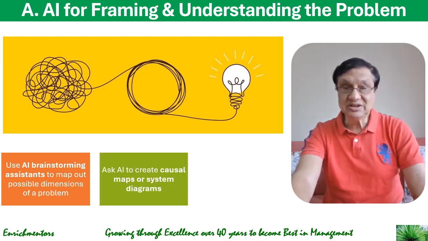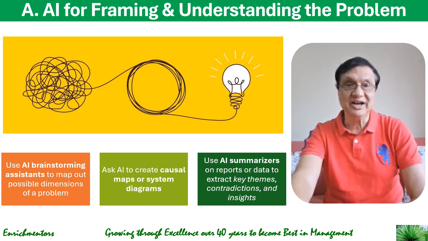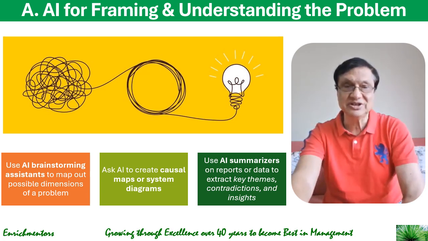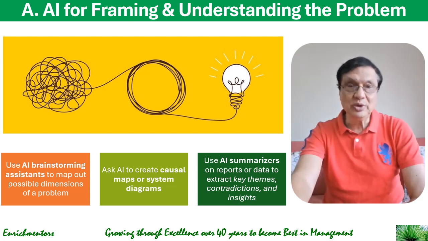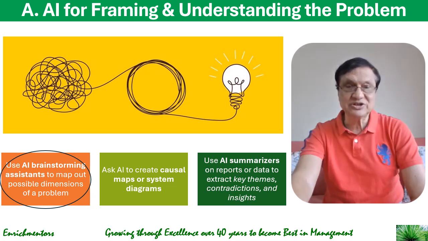And then the third thing, in the third lecture we will talk about in this section, is how to use AI summarizers on reports or data to extract things like key themes, contradictions, and insights. So that's what we will do in this section. Let's begin by taking a look at how to use AI brainstorming assistants.